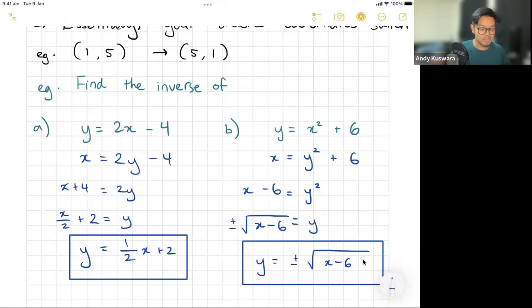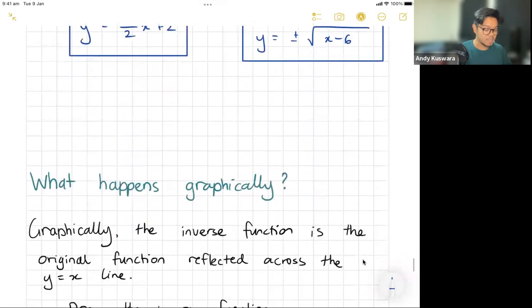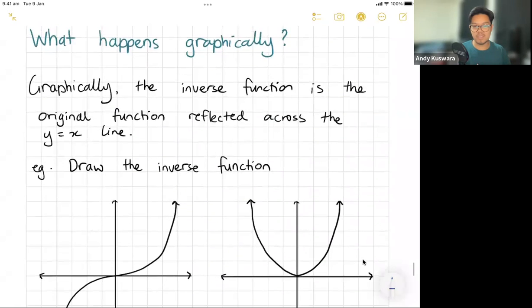Okay, now that's kind of cool and easy to do algebraically. But what we need to do is understand what happens graphically, because this is probably along the lines of what they'll ask a little bit more often.